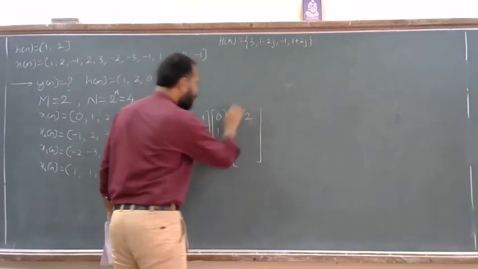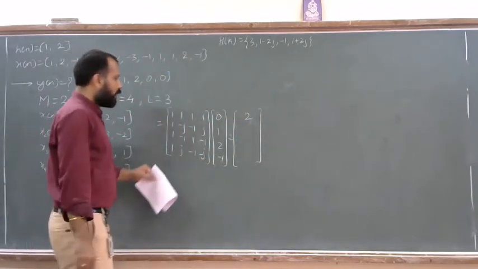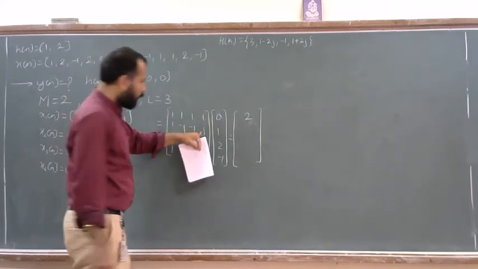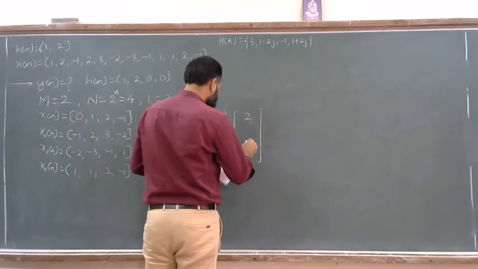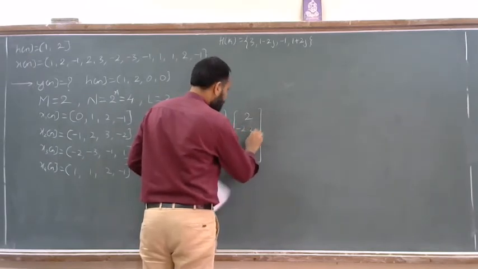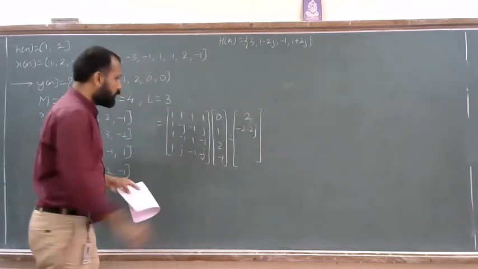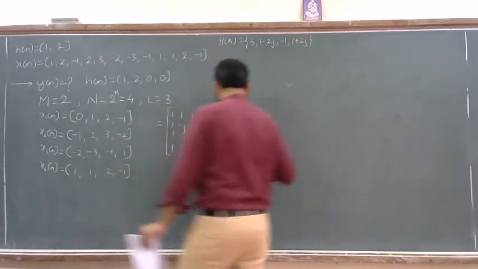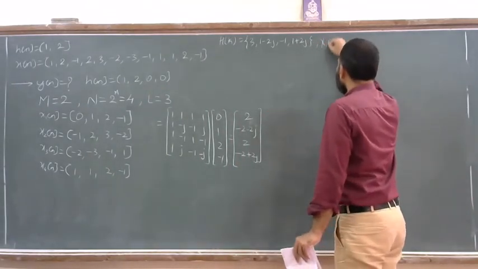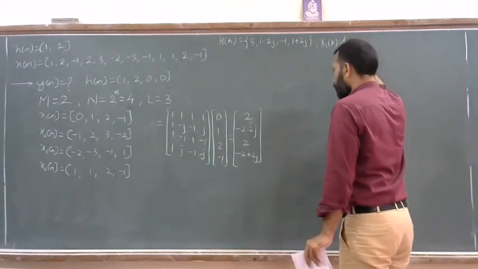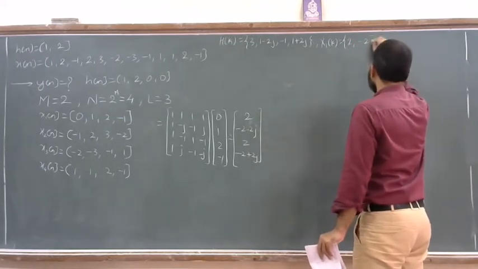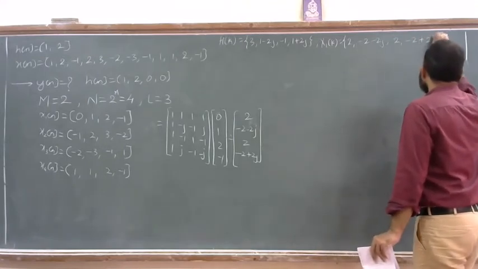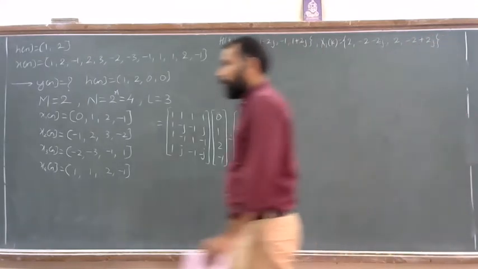The first DFT point will be equal to 2. The second DFT point will be minus 2, minus 2j. The next data point will be 2, and the next will be minus 2 plus 2j. So this will be the 4-point DFT of the first data record: 2, minus 2 minus 2j, 2, minus 2 plus 2j. Okay.